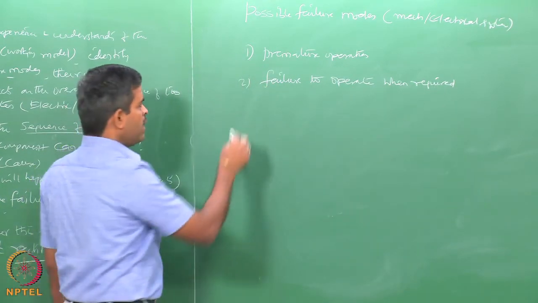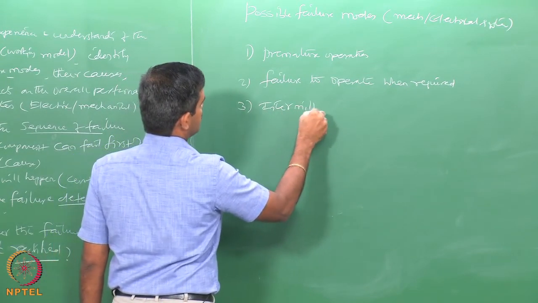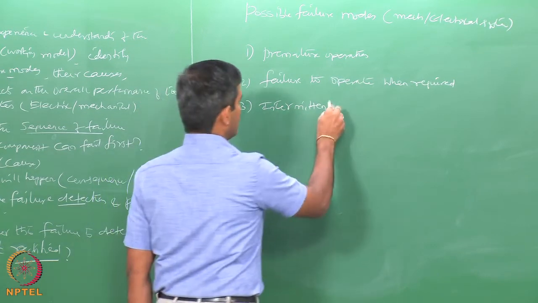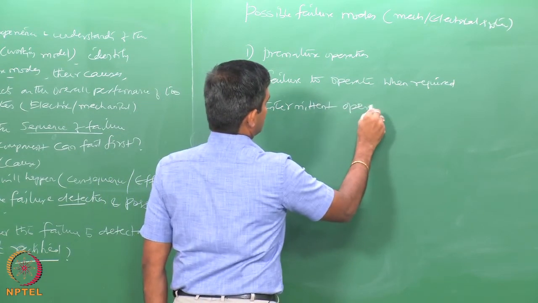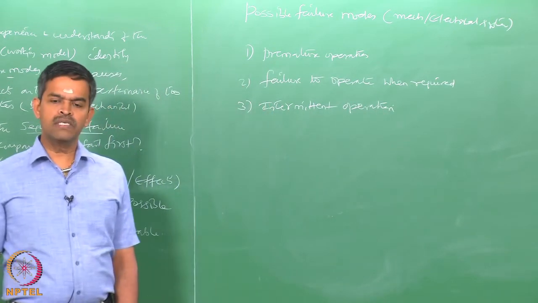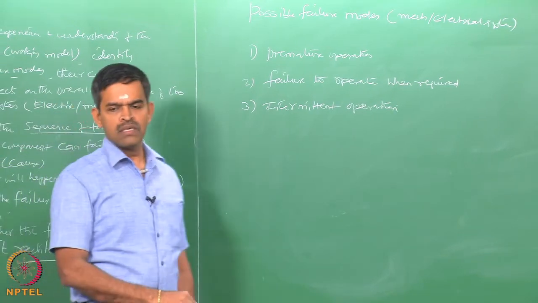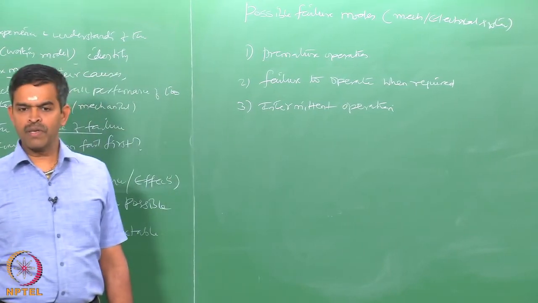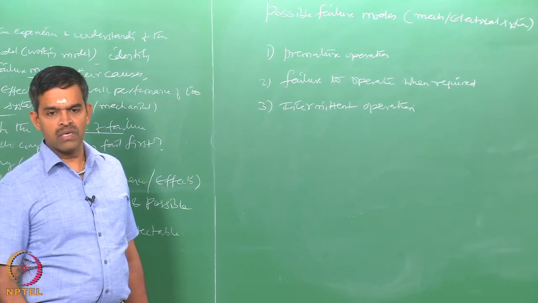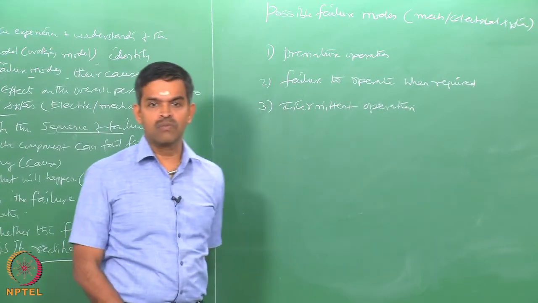The third could be intermittent operation. What it means is the valve or the component operates in a spurious manner. Sometimes it operates, sometimes it does not operate, but the operational conditions are continuously the same, but the mechanical fault is there in the component which prevents the operation of the component in a continuous mode.